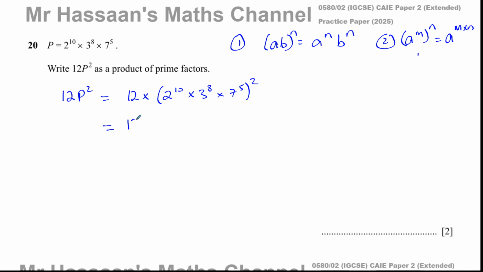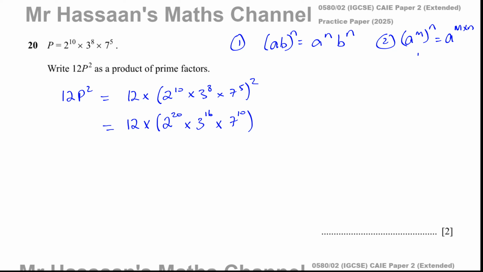So this is going to be 12 times, and I'll deal with the 12 at the end. This is going to be 2 to the power of 10 to the power of 2. With this rule, we multiply the powers. That's 2 to the power of 20, times 3 to the power of 8 to the power of 2, which is 3 to the power of 16, times 7 to the power of 5 to the power of 2, which is 7 to the power of 10.